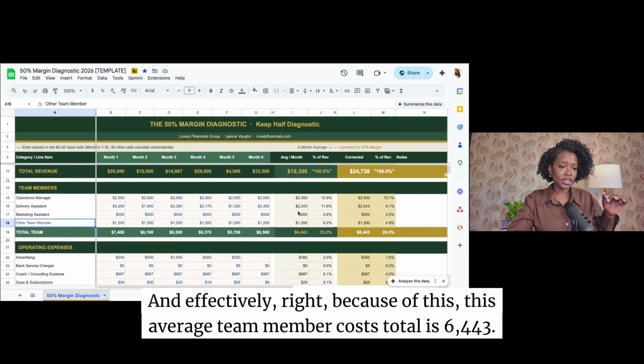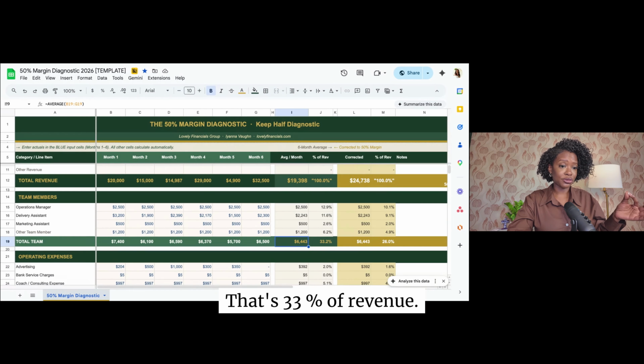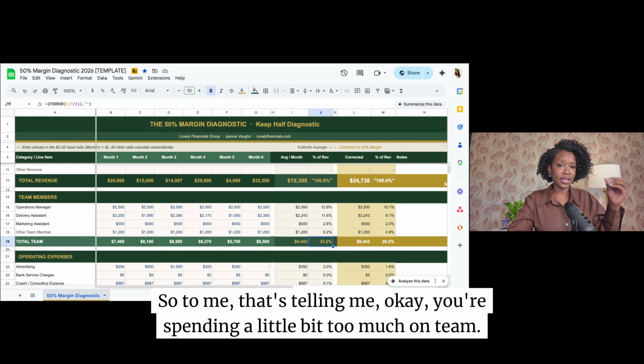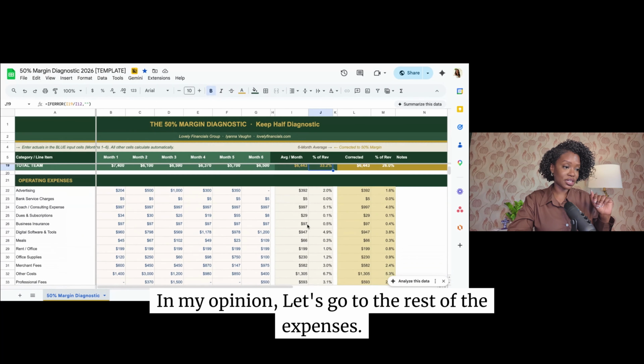Effectively, because of this, the average team member cost total is 6,443. That's 33% of revenue. So to me, that's telling me, okay, you're spending a little bit too much on team, in my opinion. Let's go to the rest of the expenses.